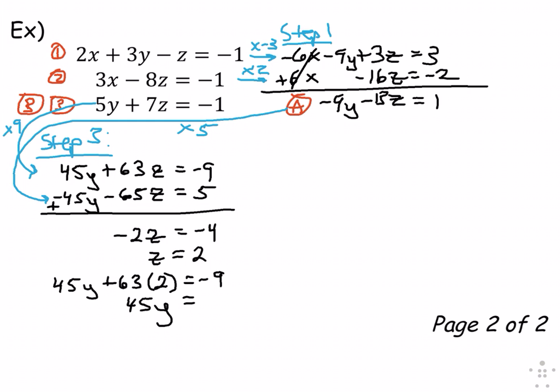So 63 doubled is 126, and subtracted to the other side, that's 126 plus 9, but both are negative. And that leaves me with negative 135. Okay, let's see here. 45 doubled is 90, and then tripled is 135, so -3 for the y value. Found z and y, and now go back for step 4.